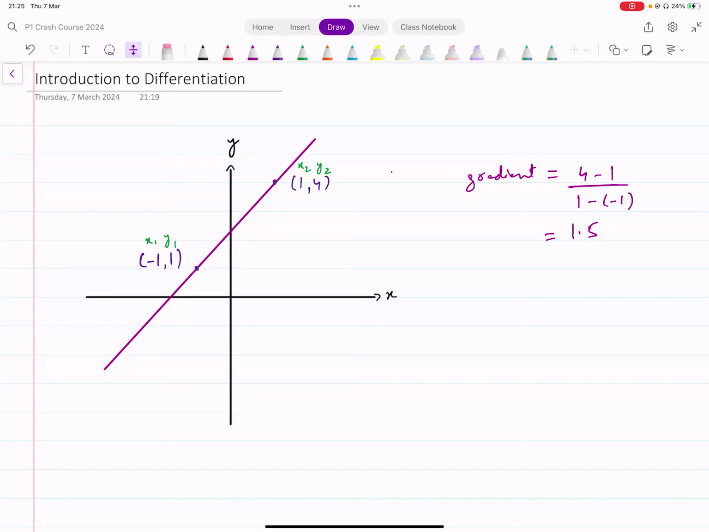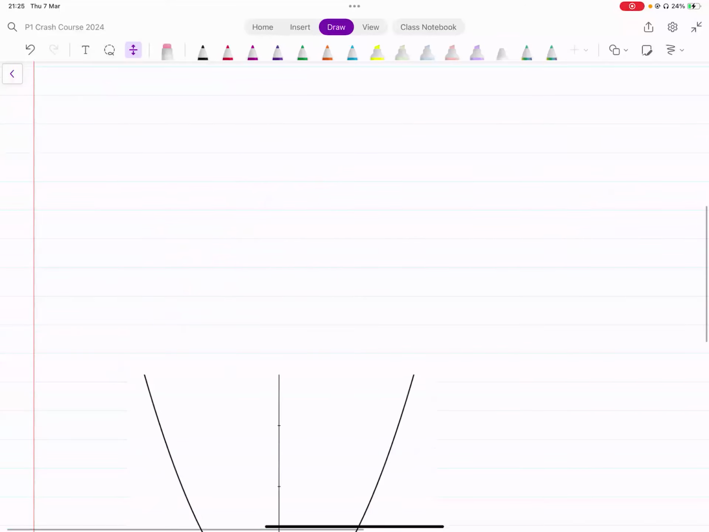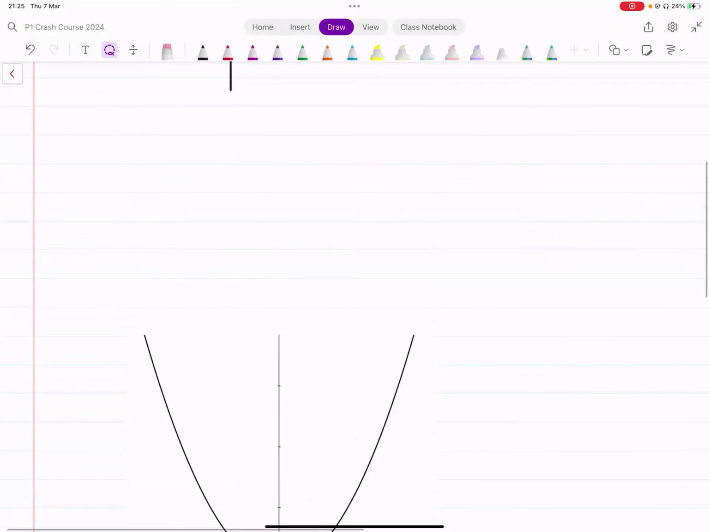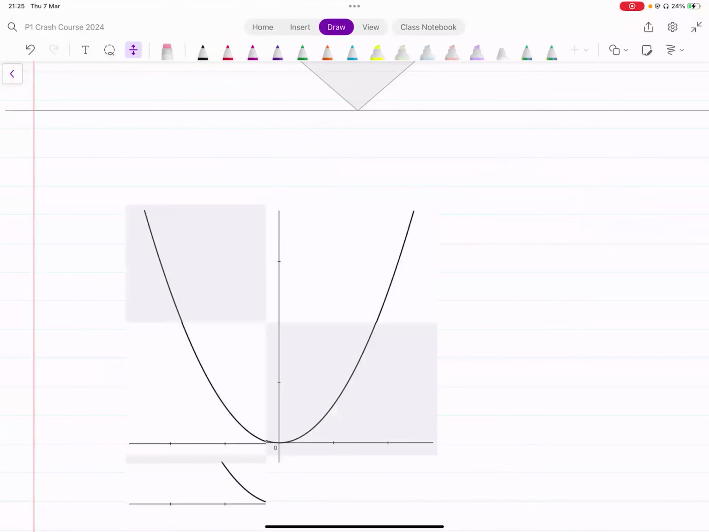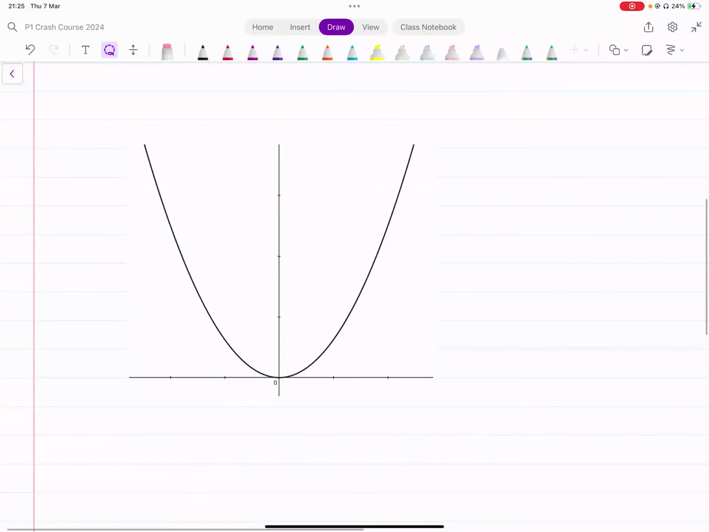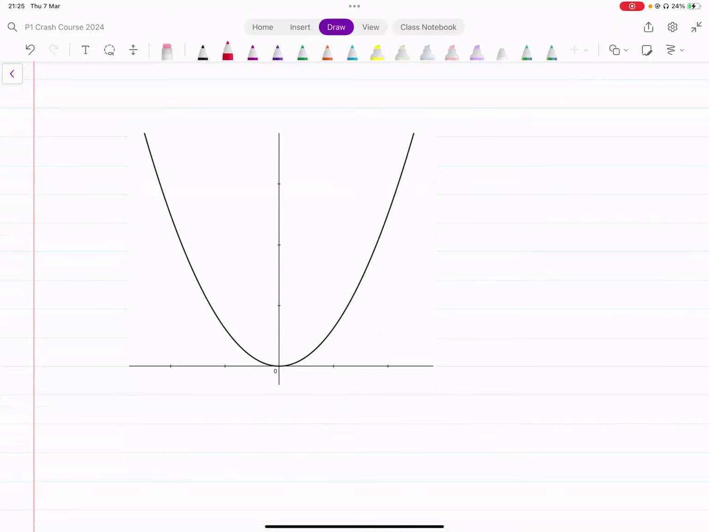Now, instead of that, what if I had a curve like this? This is the curve that I've drawn on Desmos. And this curve has this equation. It's y equals x squared. That's the function, y equals x squared. That's what this graph represents. It's a quadratic function, U-shaped graph, passes through 0 like this. And it's a curve, okay?